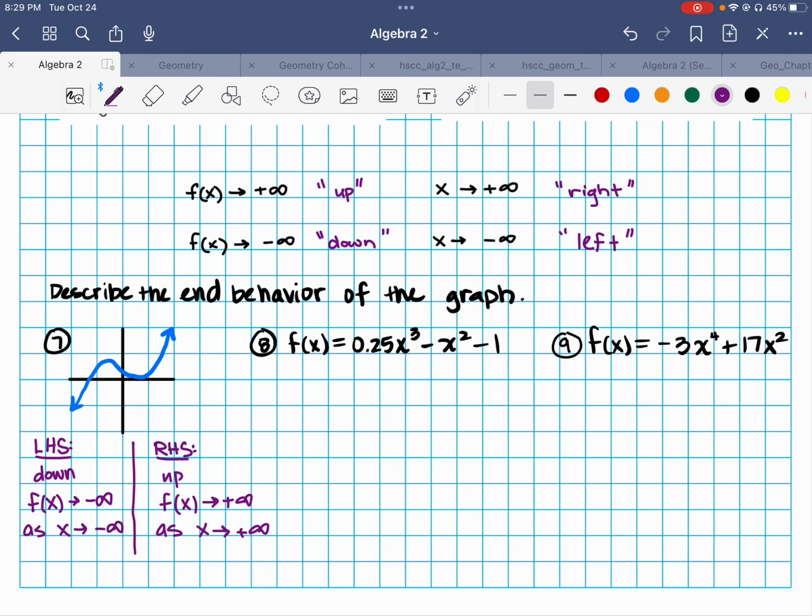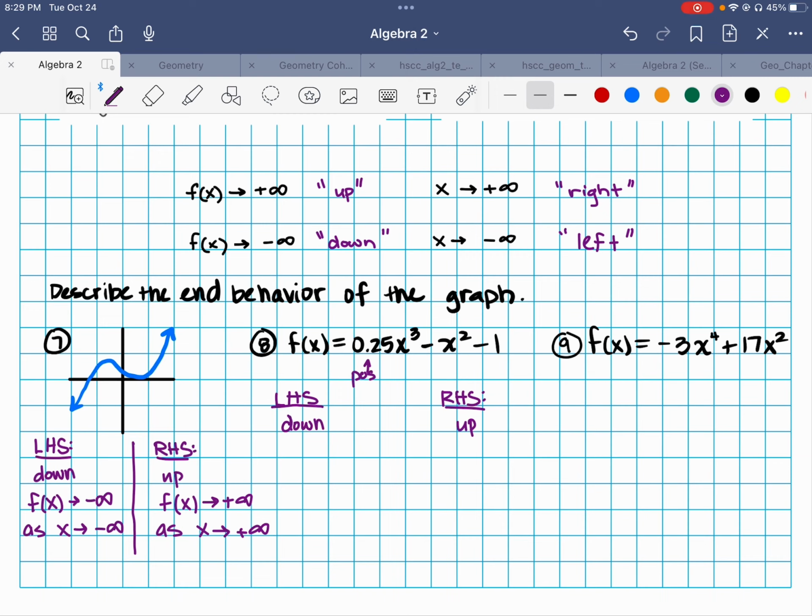But what if we didn't see the graph? What if we had the function like we have in question number 8? You'll notice that the lead coefficient is written in the correct order. The lead coefficient is 0.25 x to the power of 3. Now, since the lead coefficient is positive, I know what's going to happen on the right-hand side. So on the right-hand side, I know my graph is going to go up. But because it's an odd degree, my mistake, the left-hand side is not going to go up, it's going to go down in the opposite direction.